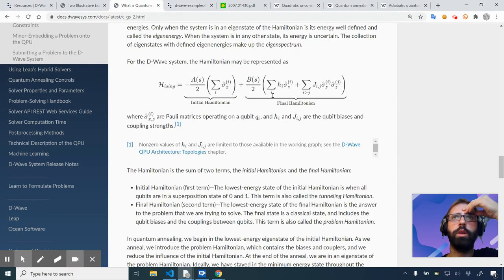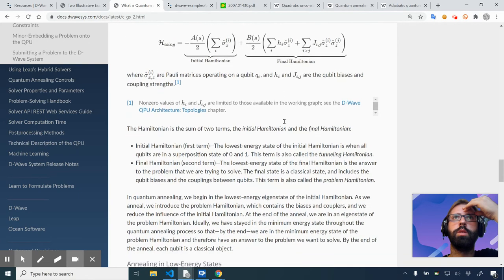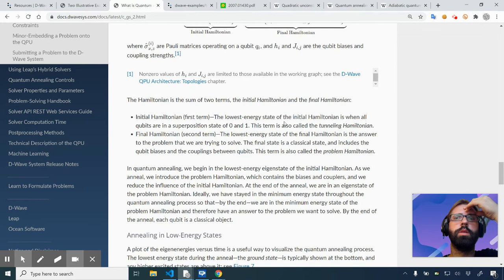Initial Hamiltonian, final Hamiltonian. As we anneal, we introduce the problem Hamiltonian, which contains the biases and couplers, and we reduce the influence of the initial Hamiltonian. At the end of the anneal, we are in an eigenstate of the problem Hamiltonian. Ideally, we have stayed in the minimum energy state throughout the quantum annealing process, so that by the end we are in the minimum energy state of the problem Hamiltonian, and therefore have an answer to the problem we want to solve. I think I got it right.